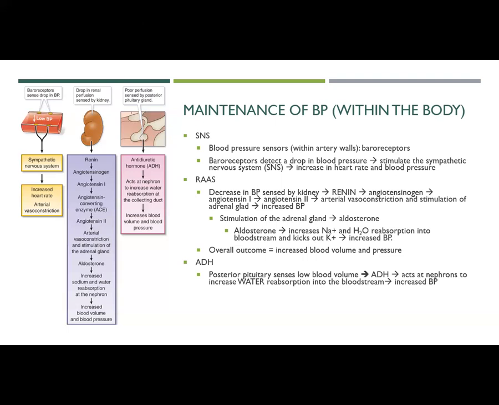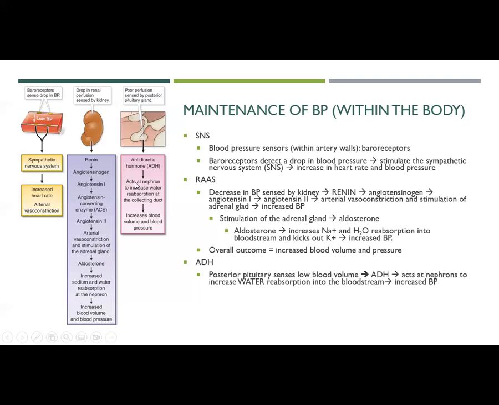So they release renin, and renin results in a cascade of different hormones and receptors, all leading to increased blood pressure and increased blood volume. It goes renin, angiotensinogen, then angiotensin 1, then angiotensin converting enzyme, angiotensin 2, arterial vasoconstriction, and stimulation of the adrenal gland. The adrenal gland then releases aldosterone, which causes increased sodium and water reabsorption at the nephron, and that causes increased blood volume and blood pressure.